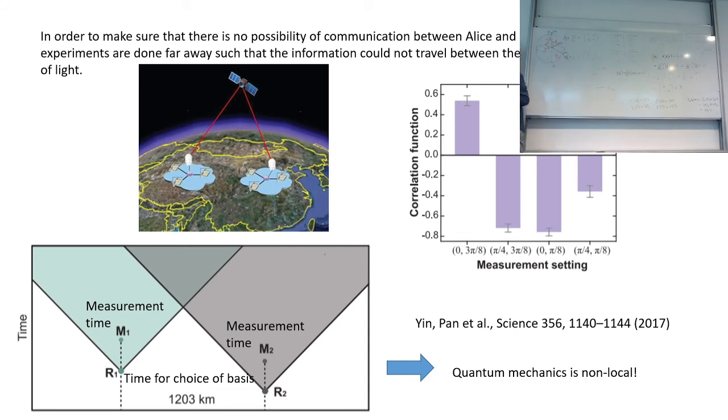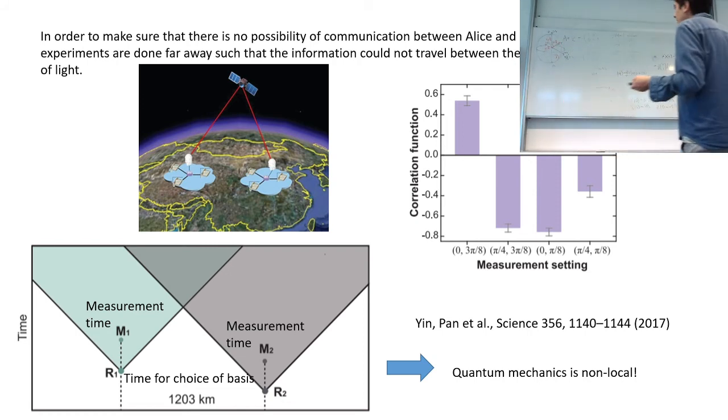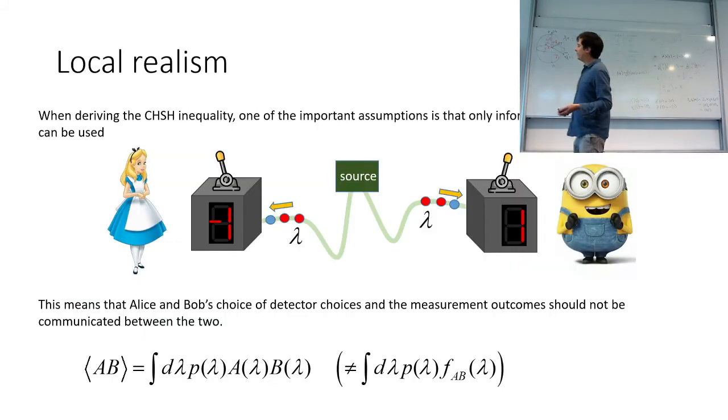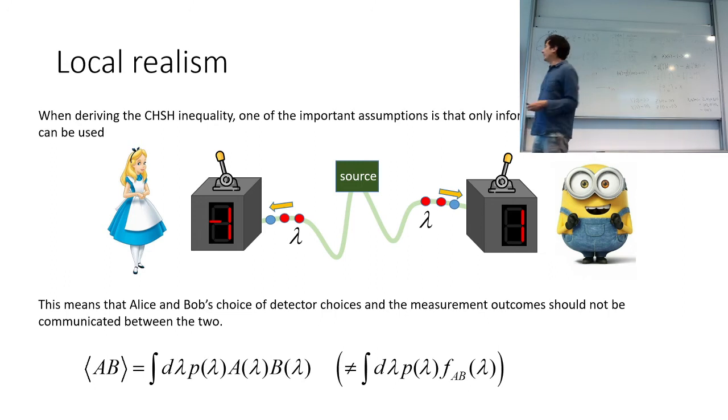And in these types of experiments, what they have to do these days is to really show that there was no chance of Alice and Bob communicating with each other, because that's really what spoils it. This kind of proves that quantum mechanics has this non-local property. So to prove that it was impossible for Alice to phone Bob and say, "Hi Bob, I just got a blue ball, adjust your output so that it's like this."